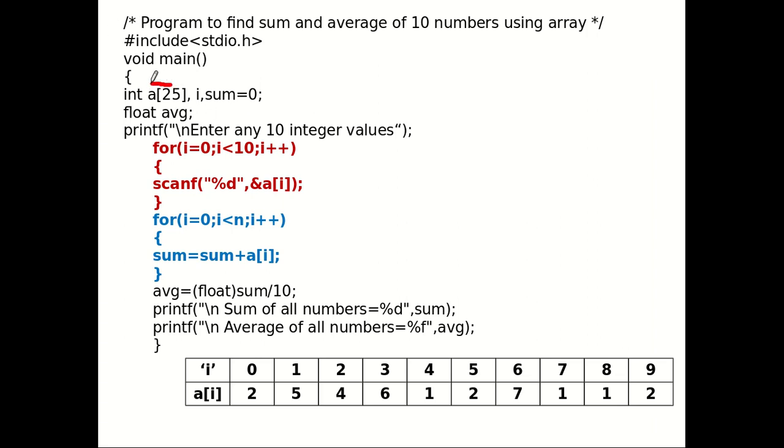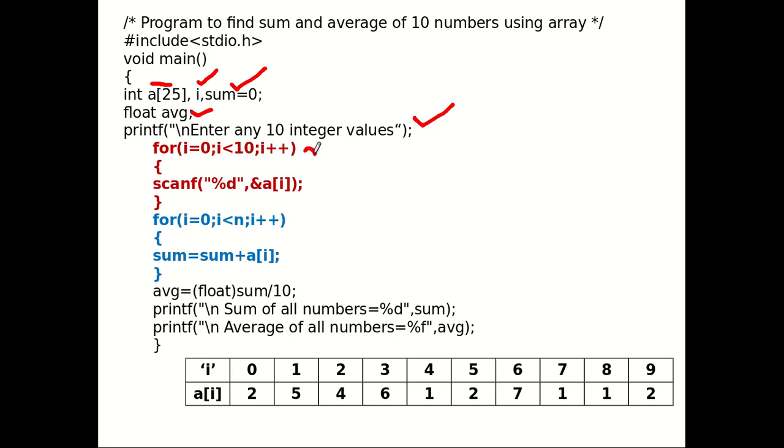So we are declaring a of 25. So here what happens, 25 consecutive memory locations will be allocated. Out of 25, 10 memory locations we are using in our program. So you can also declare it as a of 10. This variable will be pointing to the array index every time, this variable will store the sum, and this variable will store the average. So we are asking the user to enter 10 numbers from the keyboard.